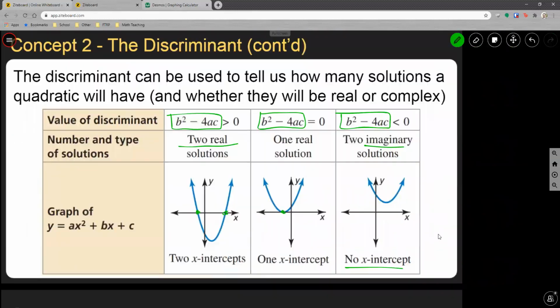So one easy thing to remember is if you've got a positive discriminant, you know you're going to have 2 real solutions. A 0 discriminant, 1 real solution, and a negative discriminant is 2 imaginary solutions.